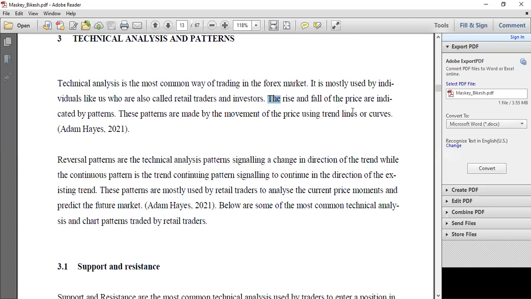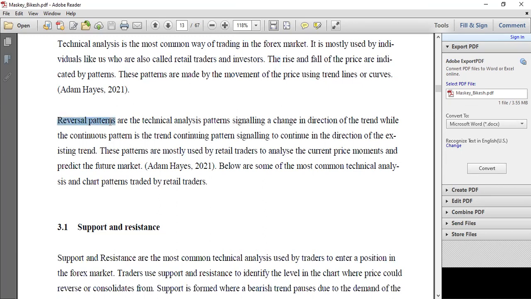The rise and fall of the price are indicated by patterns. These patterns are made by the movement of price using trend lines or curves. We also have reversal patterns, which are technical analysis patterns signaling a change in the direction of the trend, while the continuation pattern is the trend-continuing pattern signaling to continue in the direction of the existing trend. These patterns are mostly used by retail traders to analyze the current movements and then predict the future market.